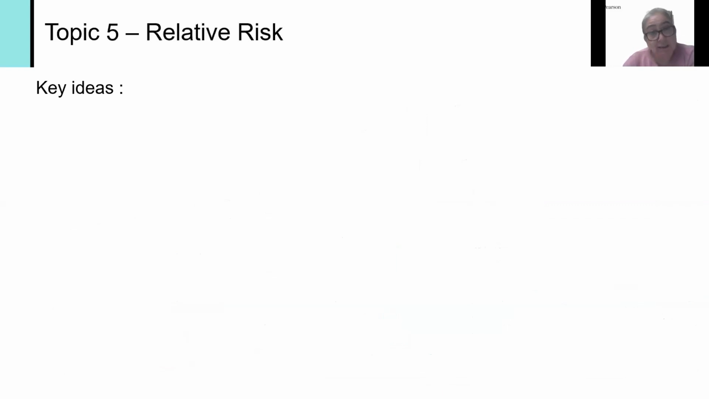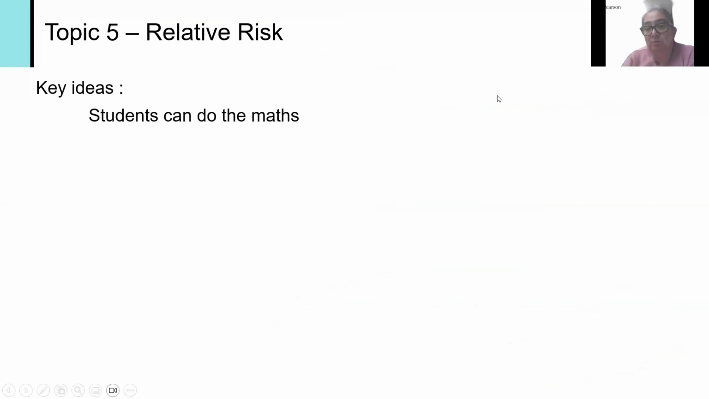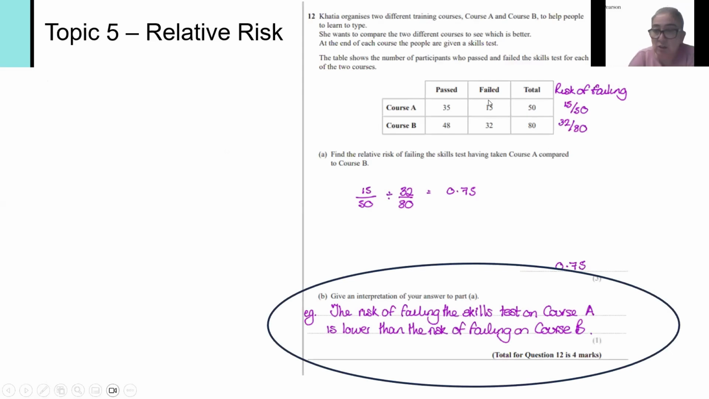Right, then we got relative risk. Right, the students, again, it's the same theme comes through. So they can do the maths. What we're struggling with is the interpretation. So what does it mean? And if we look at the specific question, so they could do that, they could find the relative risk.